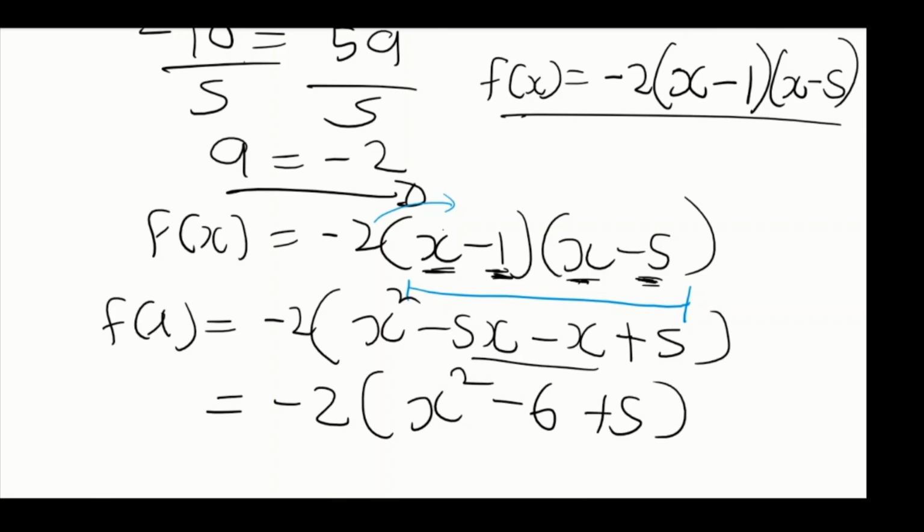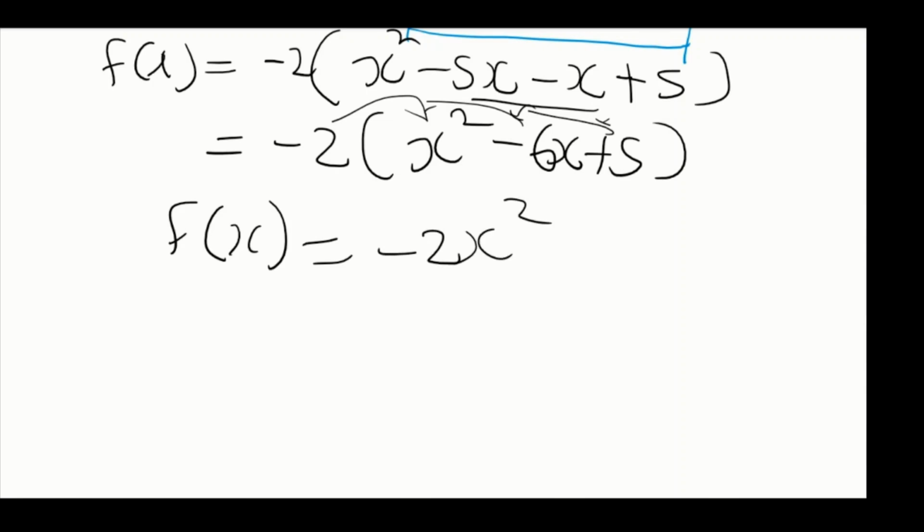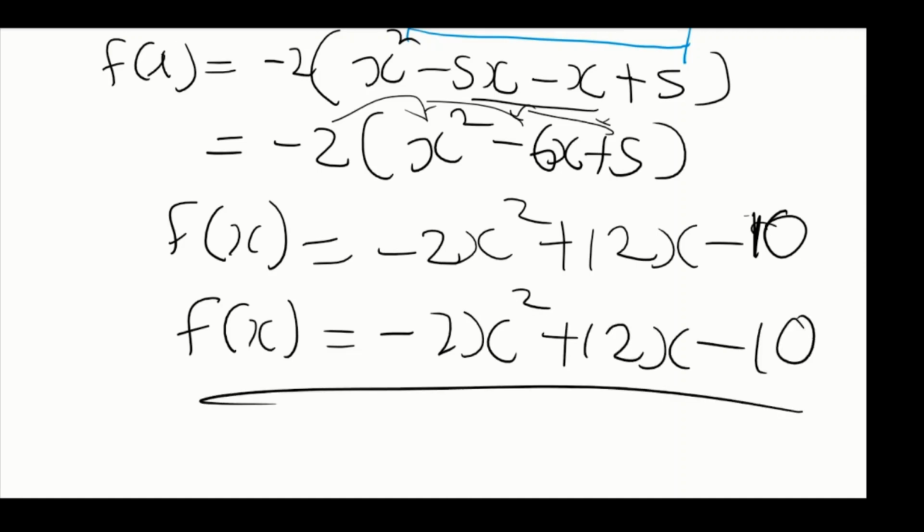plus 5. And then our f of x is going to be equal to, so this minus 2 will multiply everything that is inside, so it's going to be minus 2x squared plus 12x minus 10. Right, so our f of x for this graph is minus 2x squared plus 12x minus 10. So this is our equation of f of x.